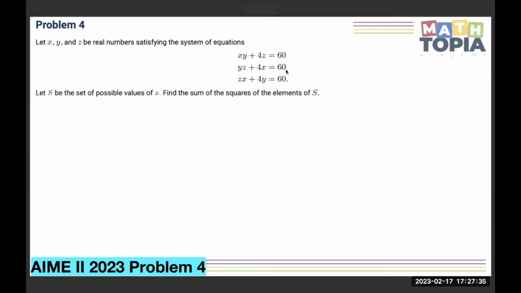Okay, this is the 2023 AIME II problem number 4. Let x, y, and z be real numbers satisfying the system of equations: xy plus 4z equals 60, yz plus 4x equals 60, zx plus 4y equals 60. Let S be the set of all the possible values of x. Find the sum of the squares of the elements of S.